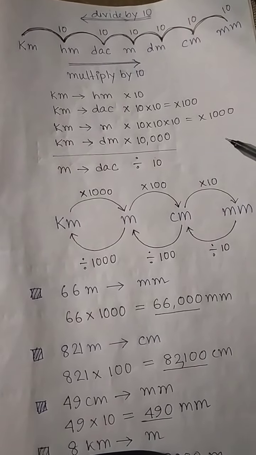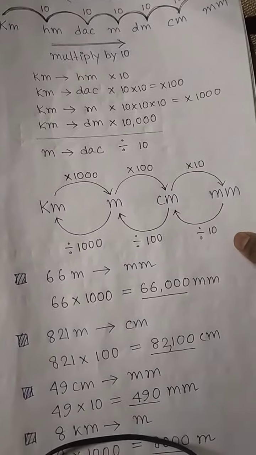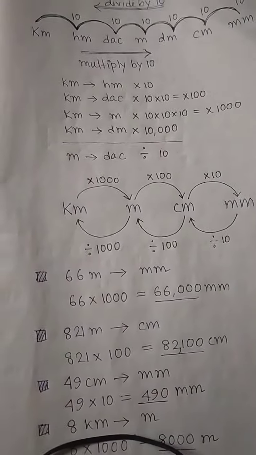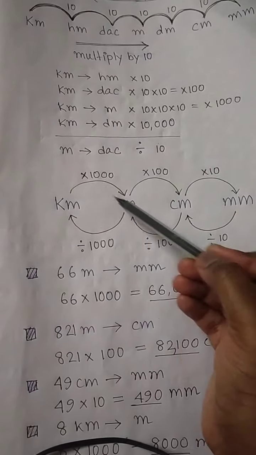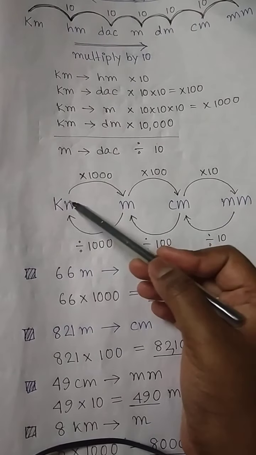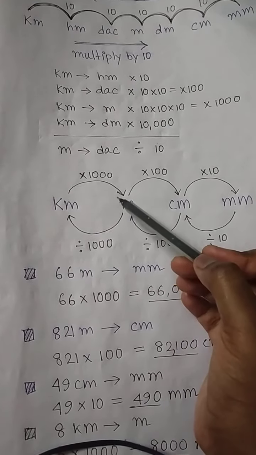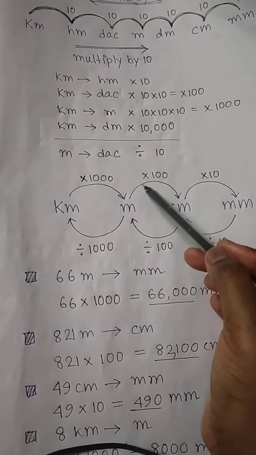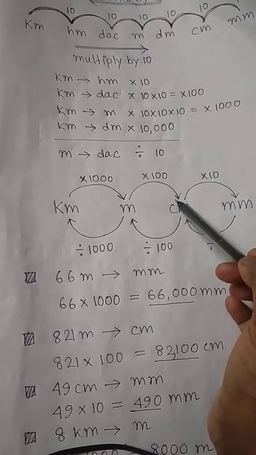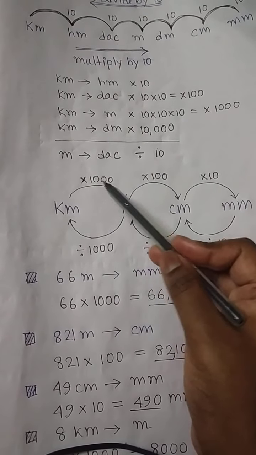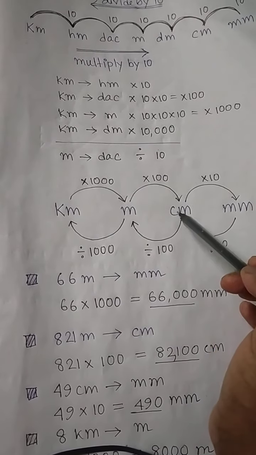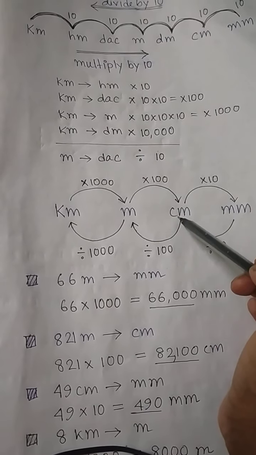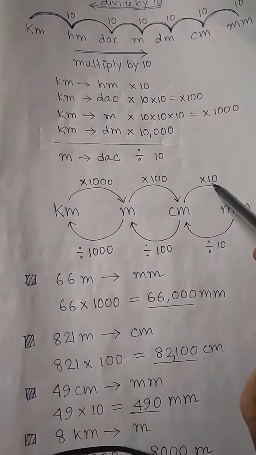I will show you one table where it will be easier to remember. From kilometer to meter, multiply by 1000, because you are going from a bigger unit to a smaller unit. Meter to centimeter, multiply by 100. Centimeter to millimeter, multiply by 10.